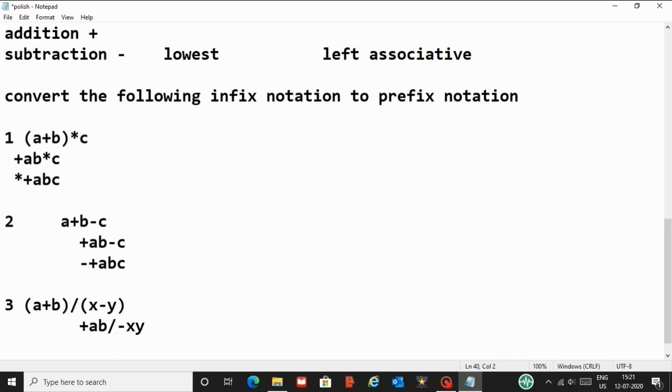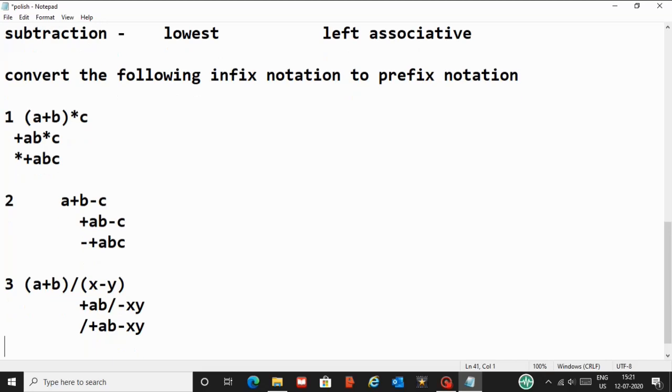Fine. After that, which am I left? Only division is left, because once I have done for XY, I will not be redoing it. Once you convert it, again you will not redo it. So division should go first and then plus AB minus XY. Slash plus AB minus XY is the resultant expression. So you are not going to do it twice.